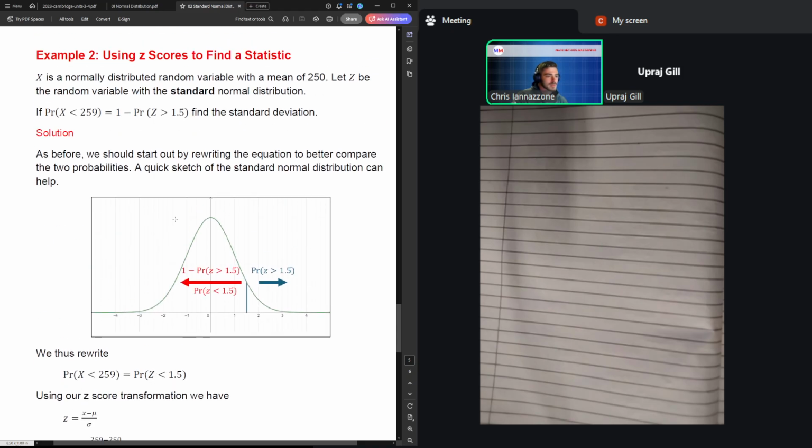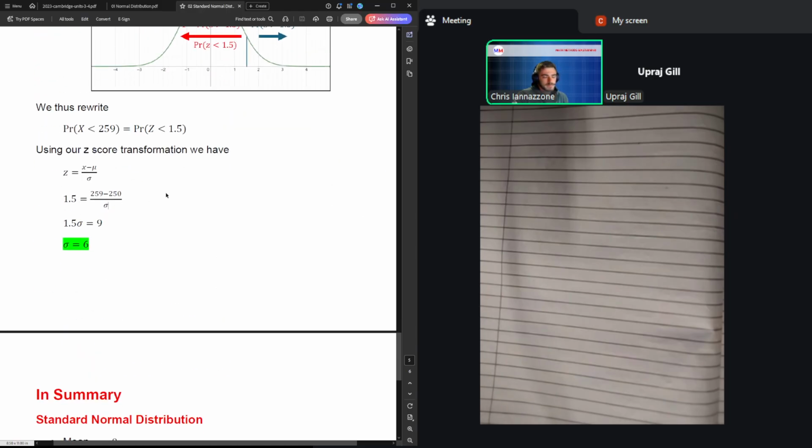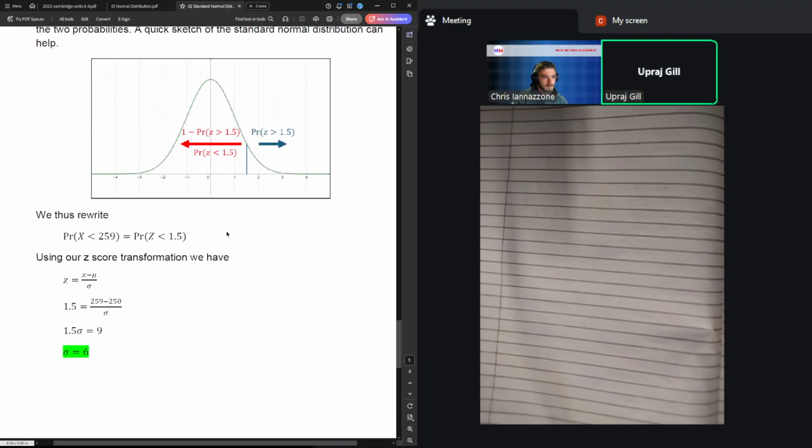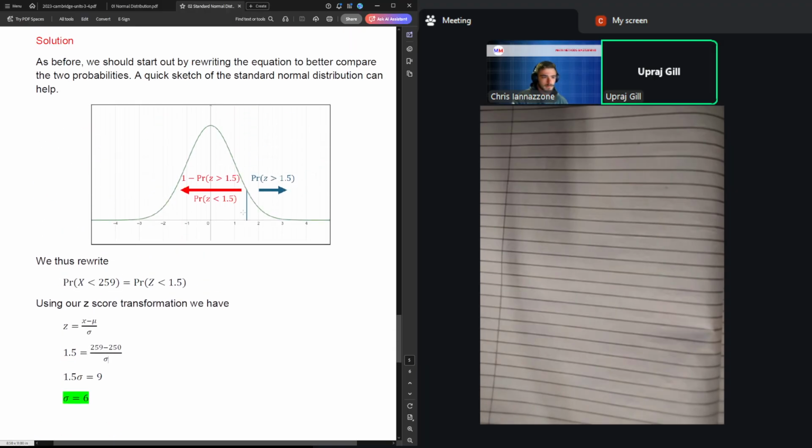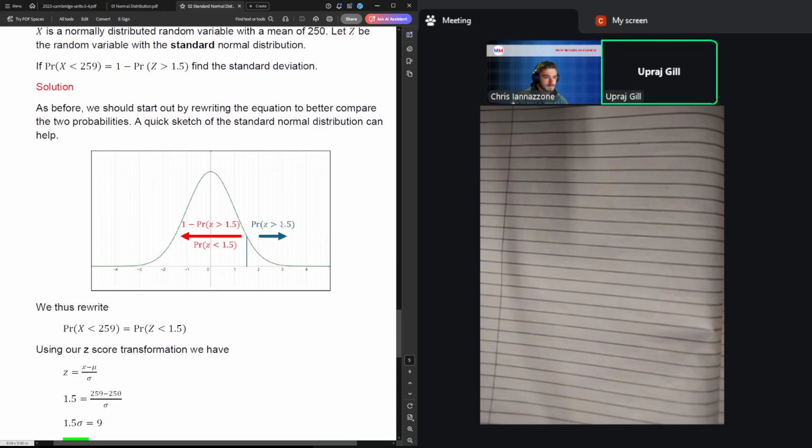Mean is solved already, we were told up here. And we had to find the standard deviation instead. Just to clarify with the graphs, even though it has a mean of 250, it looks like it's centered around 0. Yep.